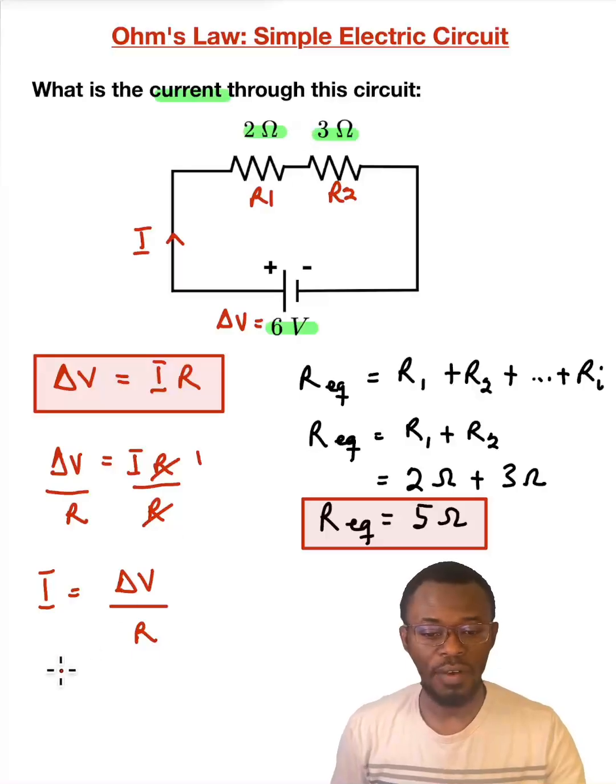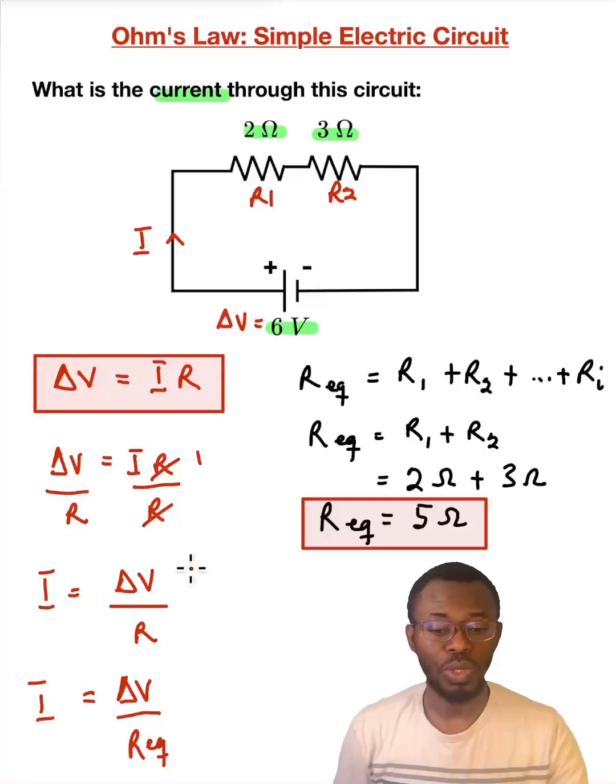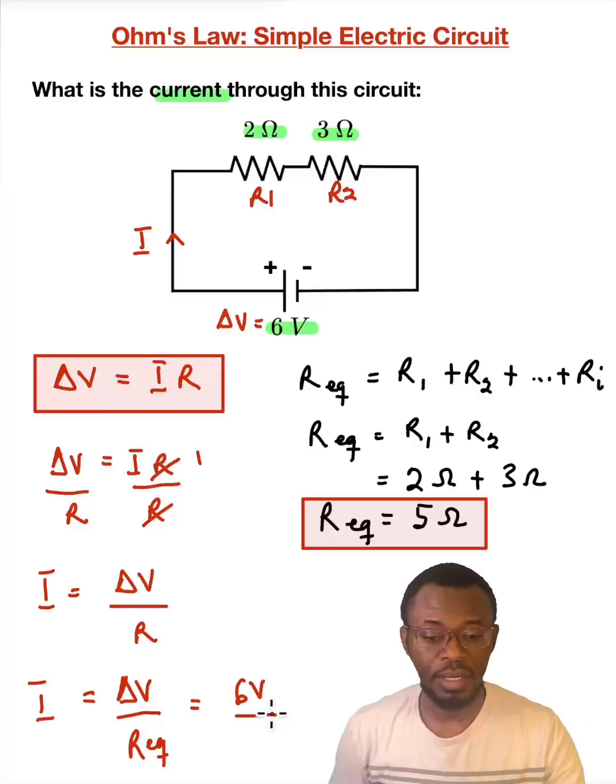All right, now we have I, the current, which we are interested in calculating, is going to be equal to the potential difference, which is delta V, divided by, instead of R, we have R equivalent. So we are looking for the equivalent resistor because that is the total resistance of this circuit. Now we can plug in our values. So I is equal to delta V, which is 6 volts, divided by R equivalent, which is 5 ohms.